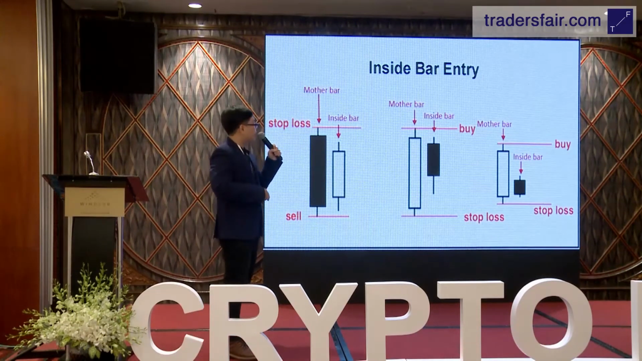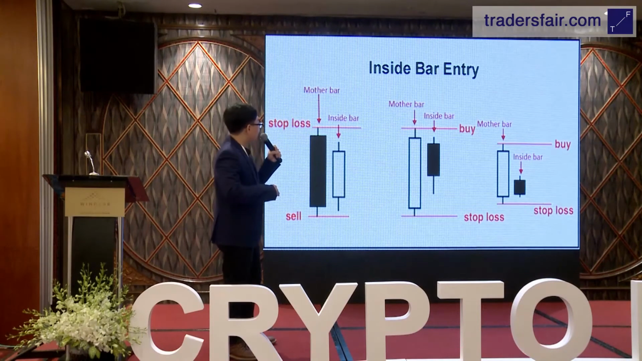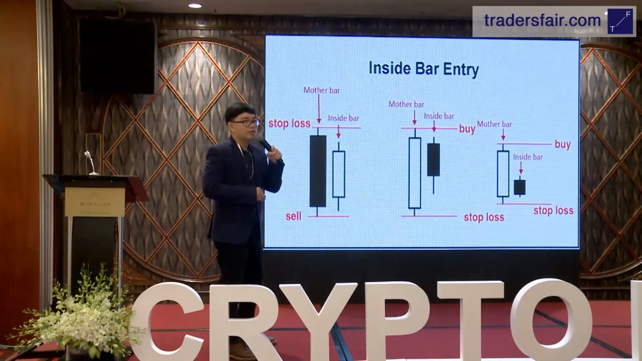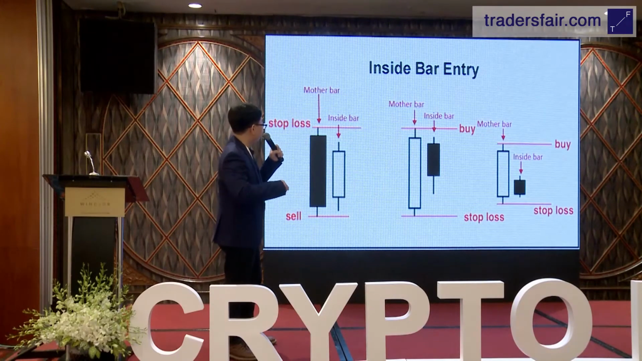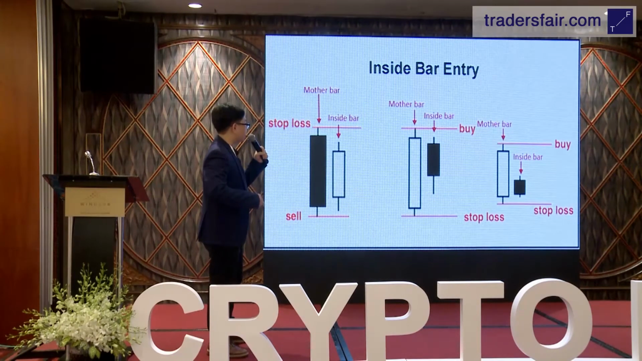The second case, if the inside bar is at an important level, like a support or resistance, we expect it to reverse the trend. For example, the inside bar in the middle. If the previous trend before the inside bar is downward, we expect the market will reverse and continue to go upwards. So we place a buy stop at the high of the mother bar and the stop loss at the low.